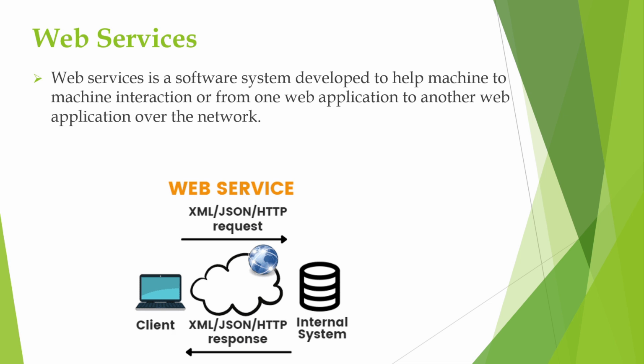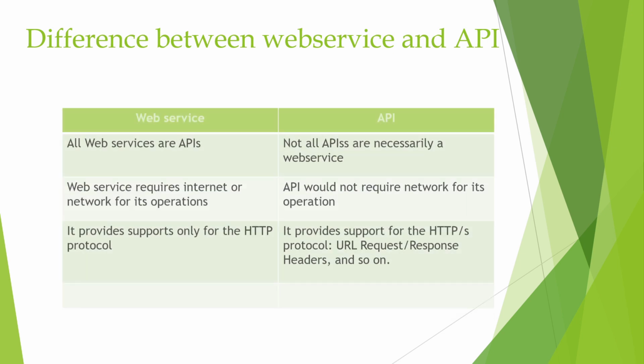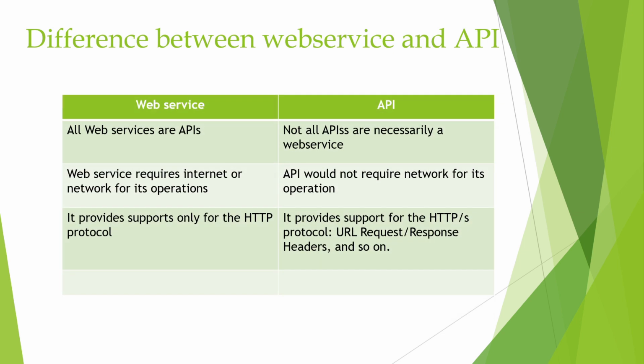Now let us see what is the difference between API and web services. Both API and web services enable communication between different software applications, but they are not the same thing. An API is a set of rules and definitions that allows different software applications to communicate with each other. It defines how requests and responses should be formatted and handled. But a web service is a type of API that operates over the internet using standard web protocols. It specifically uses HTTP or HTTPS to allow applications to communicate with each other.